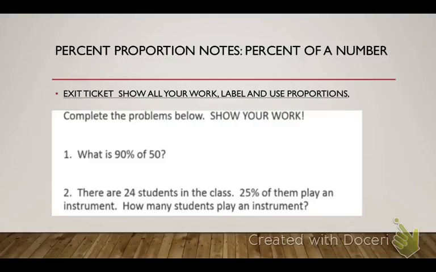Alright, kids. Here's your exit ticket. Make sure that you solve all that, finish it. When you're done, hand it to me. Let me grade it right away. If you have any mistakes, you're going to redo it. When you're done with that, you're moving on to your assignment.